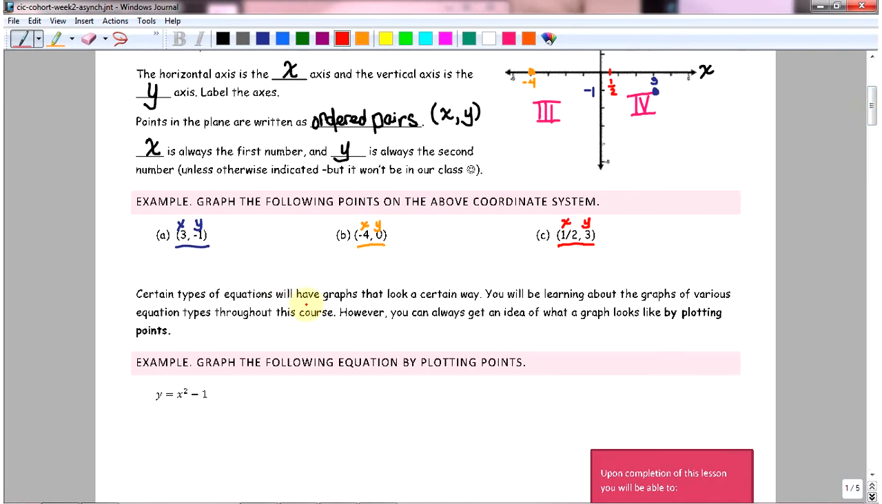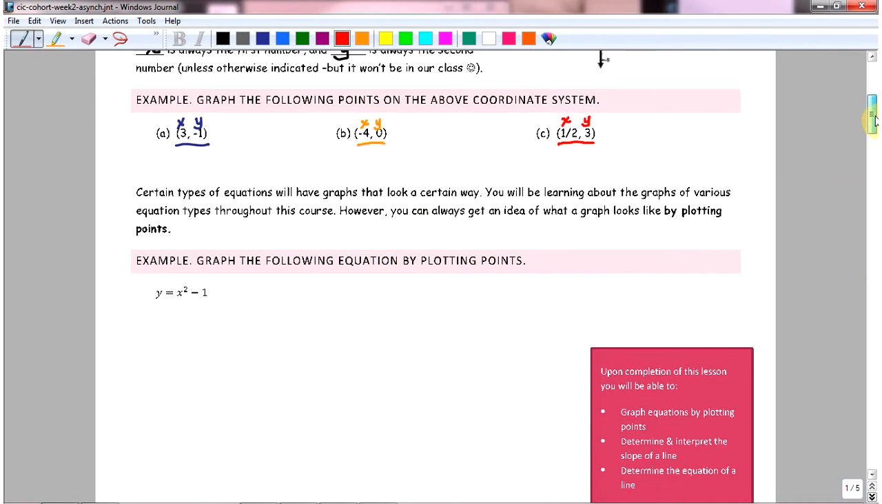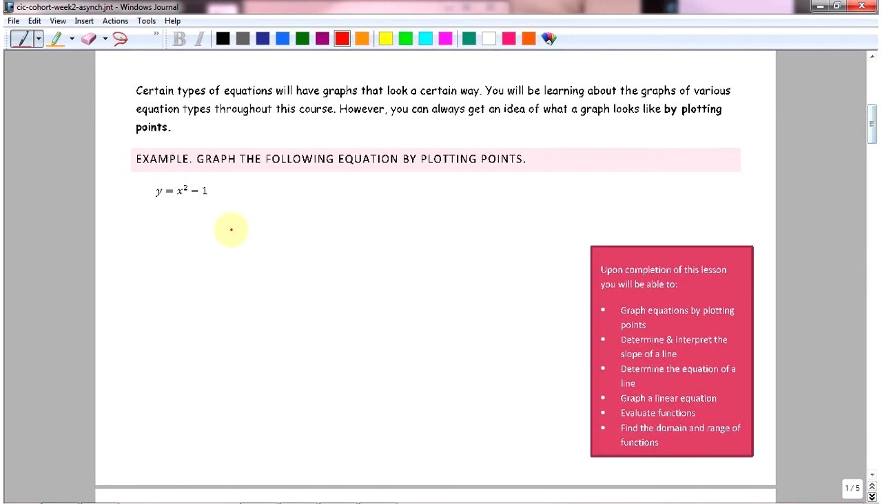Certain types of equations will have graphs that look a certain way. You will be learning about the graphs of various equation types throughout this course. However, you can always get an idea of what a graph looks like by plotting points. So for this example, I want you to graph the following equation by plotting points. So we have y is equal to x squared minus 1.